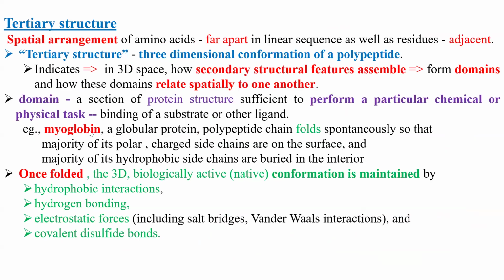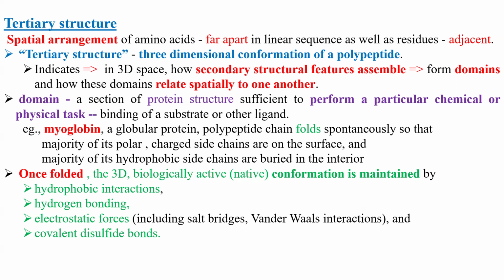Now we are also going to look at the tertiary structure of proteins. In the case of tertiary structure, it's the spatial arrangement of amino acids far apart in a linear sequence as well as residues adjacent. So in a tertiary structure, we are talking about the three-dimensional conformation of a polypeptide, so this indicates that it is in 3D space. It is how secondary structural features are assembled to form a domain, and how these domains are arranged spatially relative to one another.